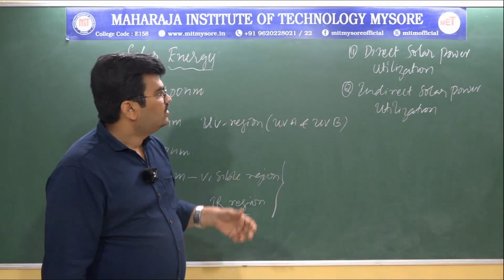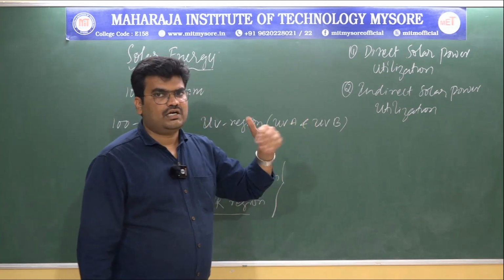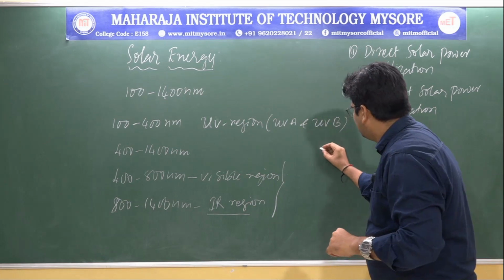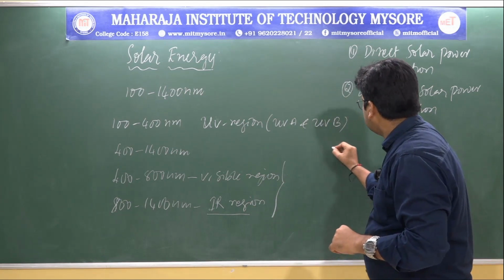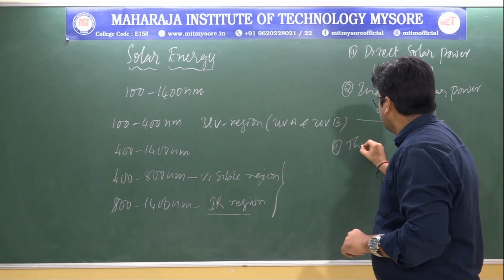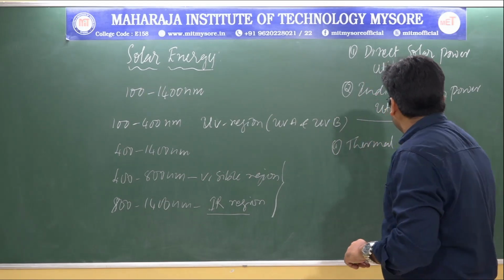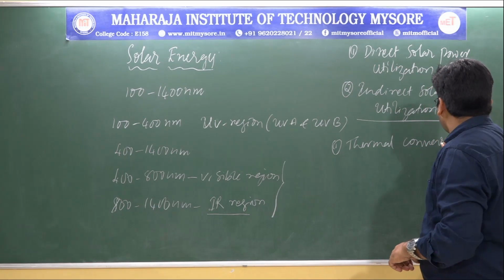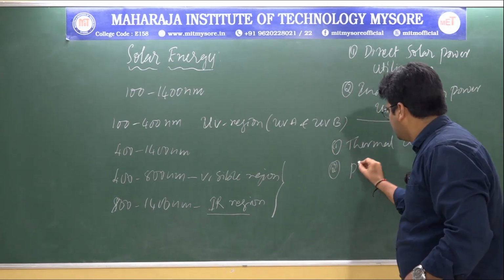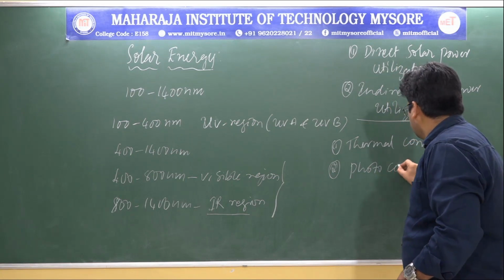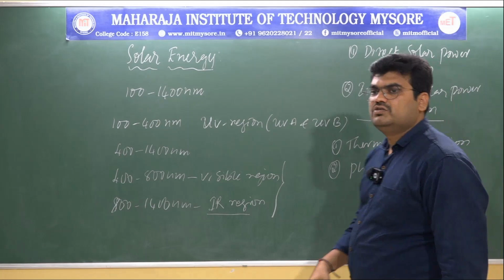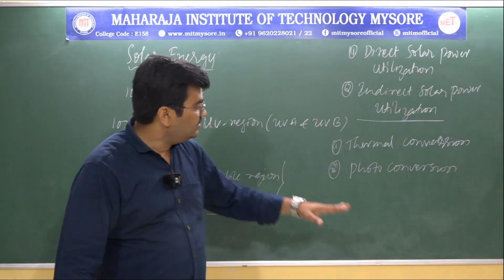In the other way, solar energy can be utilized and named as, so one is thermal conversion, and the other one is photo conversion, right? So we can classify the utilization of solar power in this way also.